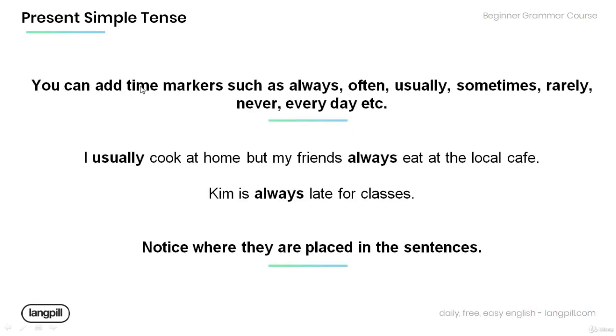Now we can add time markers such as always, often, usually, sometimes, rarely, never, every day, etc. to the present simple tense. Let's have a look at the examples below. I usually cook at home, but my friends always eat at the local cafe. Kim is always late for classes.